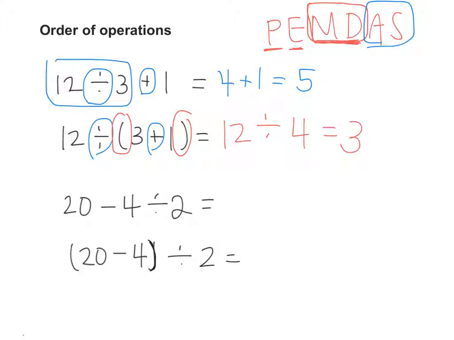3. So here we can see in these two examples, they have the same exact numbers with the same exact operations. Do you see that? But one is equal to 5, and one's value is 3. That's all because of order of operations. Do you see that? Great.